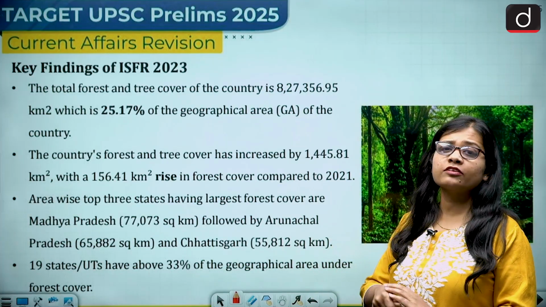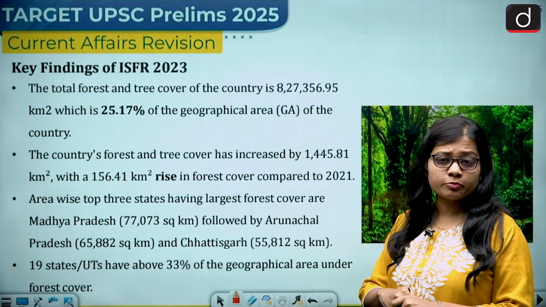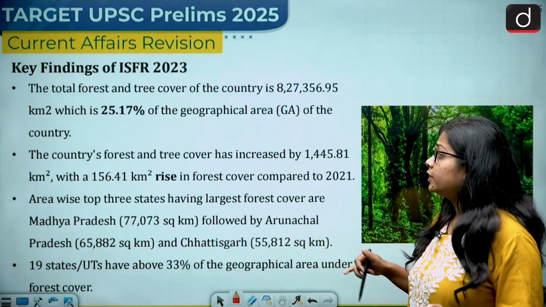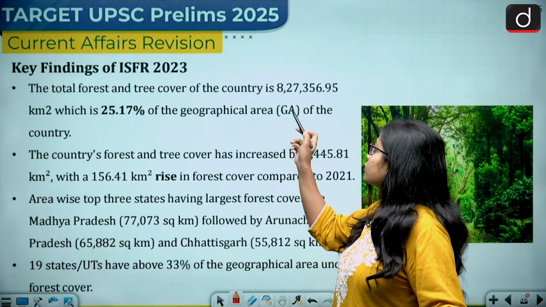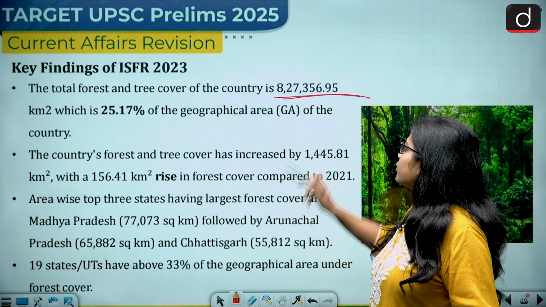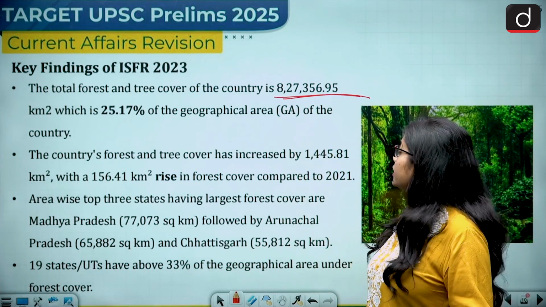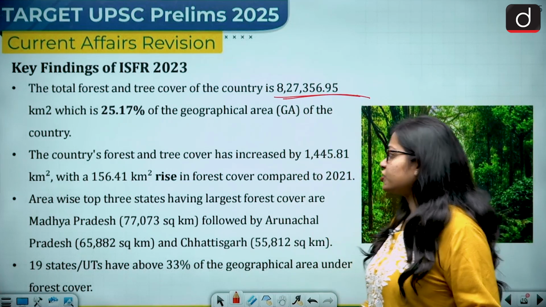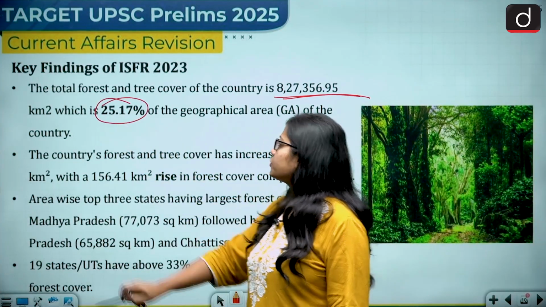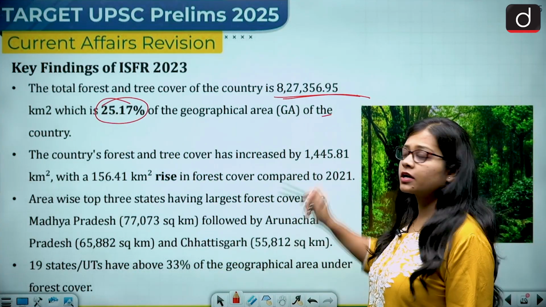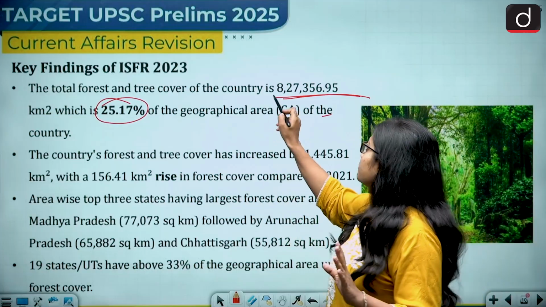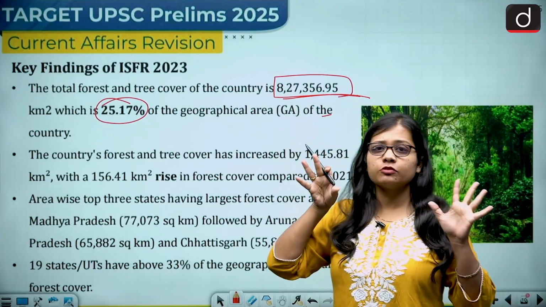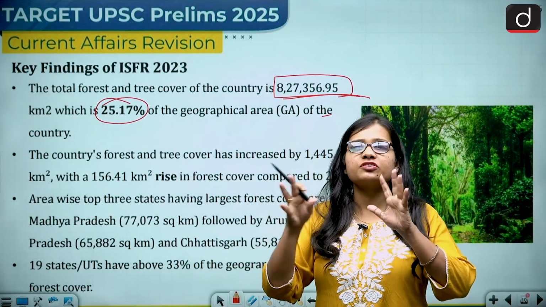So the key findings of the India State of Forest Report 2023 say that the total forest and tree cover of the country is around 8,27,356.95 square kilometers, which is around 25.17% of the geographical area of the country. See, these numbers will not be asked in the examination. What you need to remember is the trend which is going on.